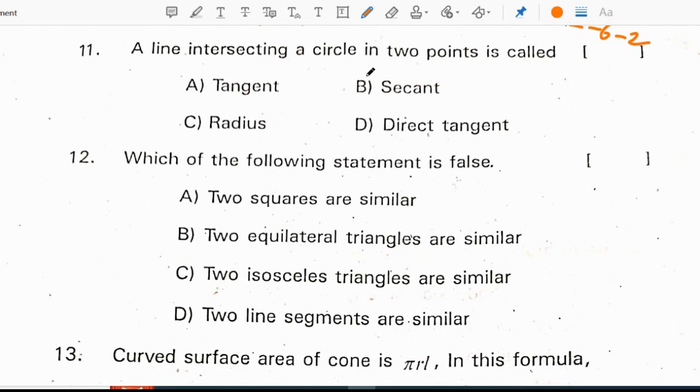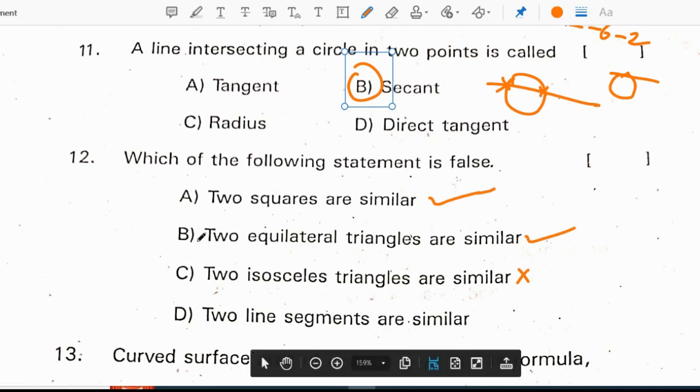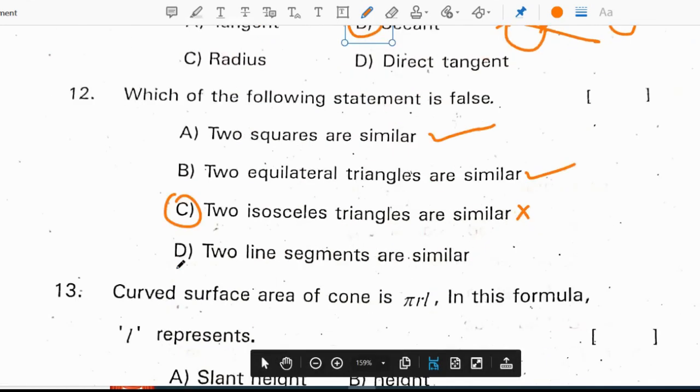A line intersecting a circle in two points is called secant. So in a circle, if it touches 2 points, it is a secant, and if it cuts at 1 point, it is a tangent. Which of the following statements is false? Two squares are similar. This is a true statement. Two equilateral triangles are also similar. This is also true. Two isosceles triangles are similar. This is false. Two line segments are similar. Correct option for 12th question is C.